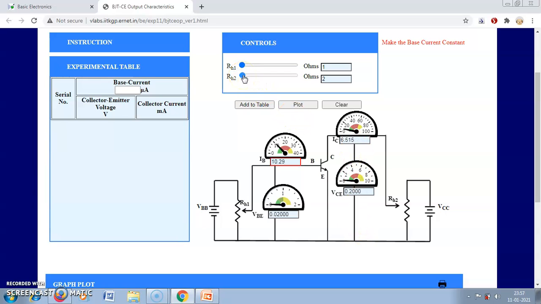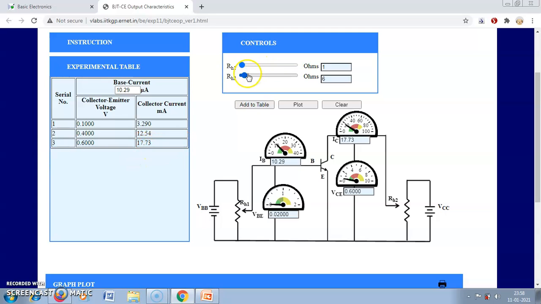So for 0.1 output voltage, the collector current is 3.290, and to record this data in the table we have to click add to table. Just click here. So 0.100 collector to emitter voltage gives 3.290. Again use another voltage, 0.4, add to table. This gives 12.54. Then 0.6, this gives 17.73 milliampere current. Then 0.8, add to table, this gives 21.92. The reading is also shown in this ammeter.